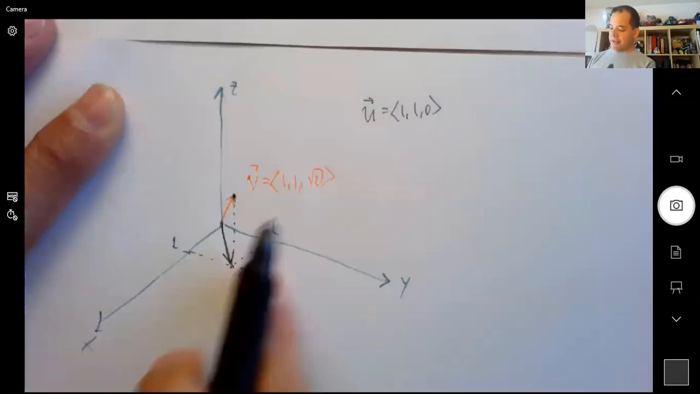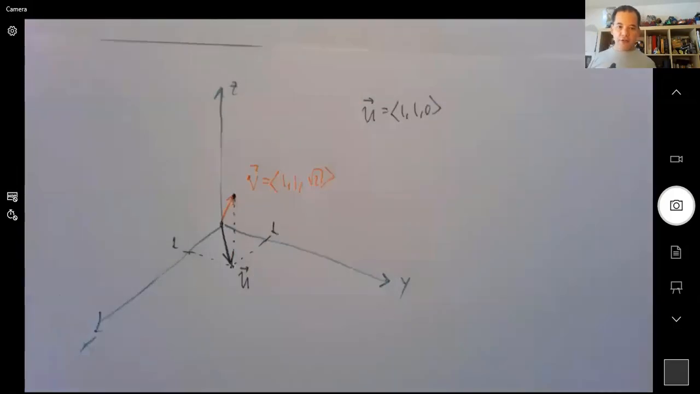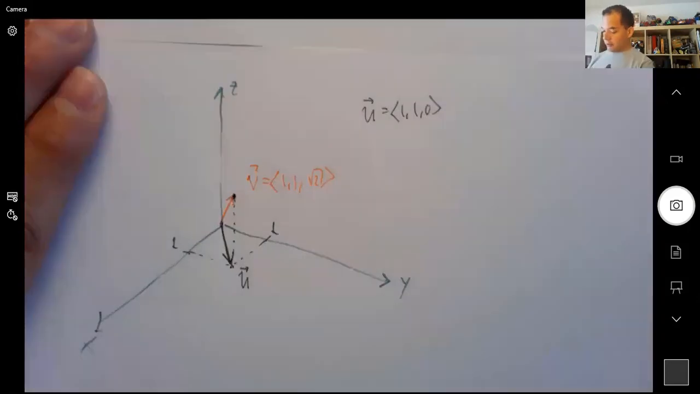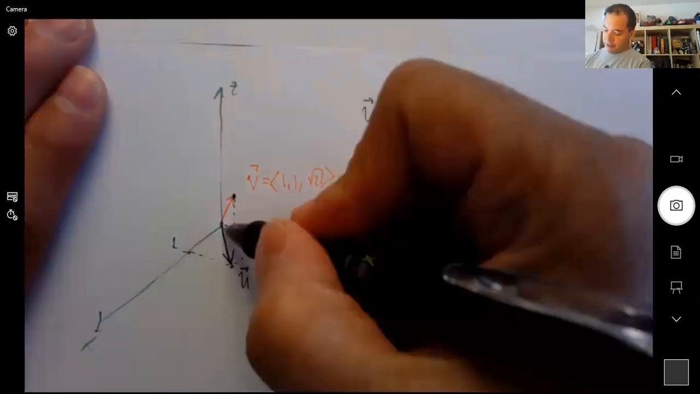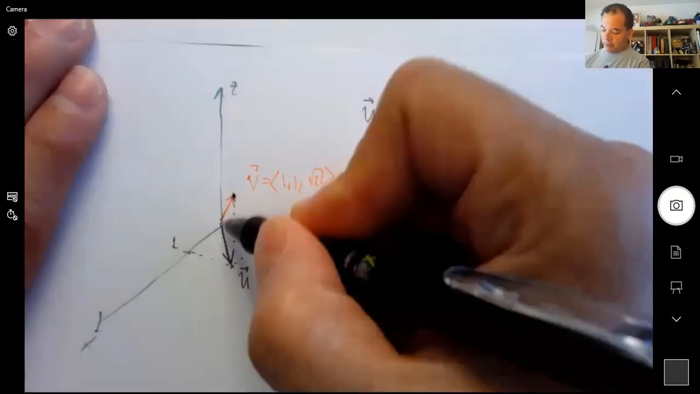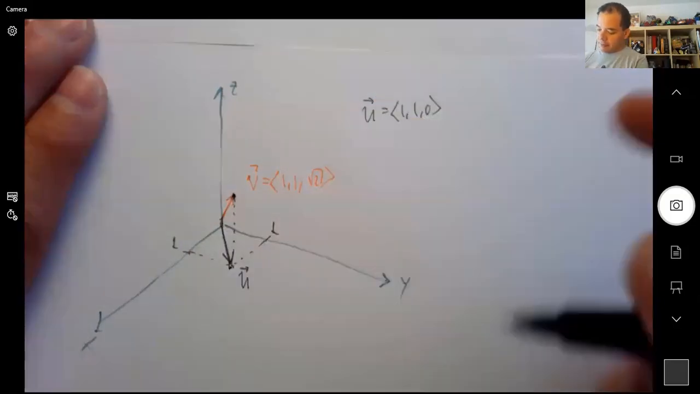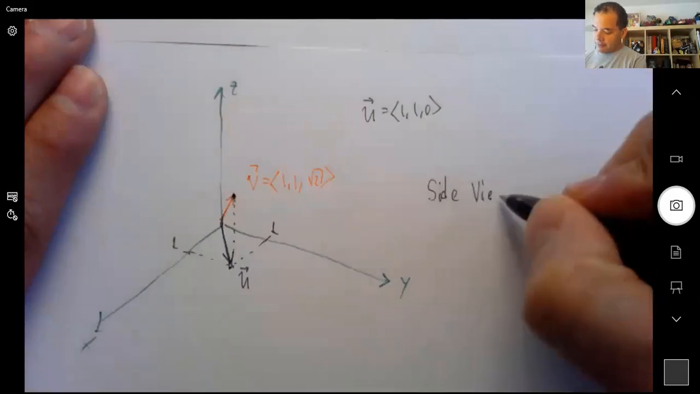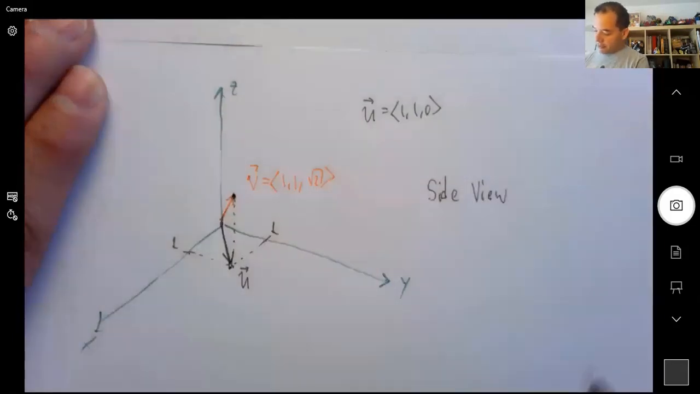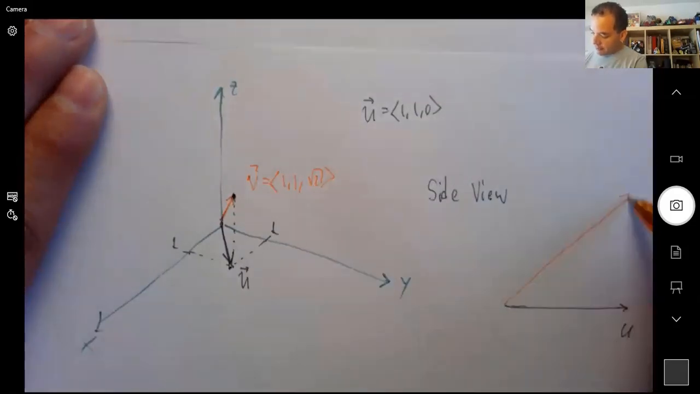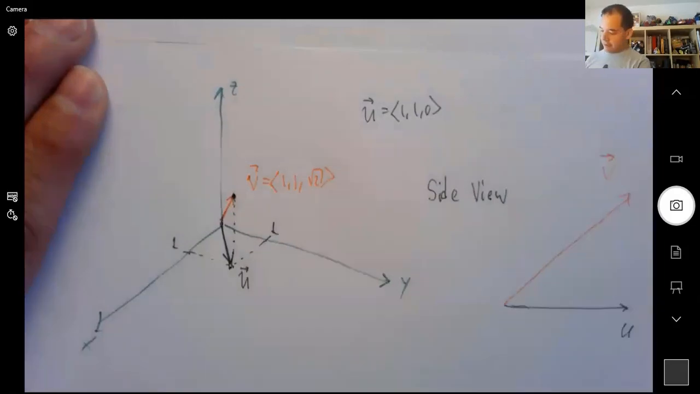Maybe this is not the best angle because we're seeing the two vectors squished one on top of the other. But maybe from here we can get the distance, right? If we rotate this picture to the right, this orange vector is on top of the black one. So with a side view, we will have the u vector like this, and the v vector exactly on top, right? It looks like this.